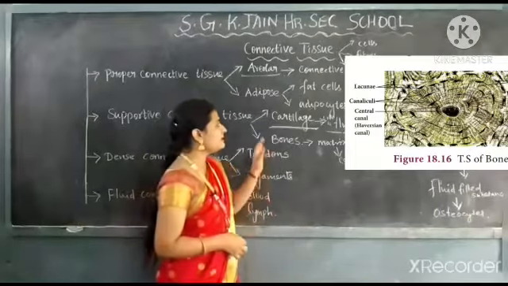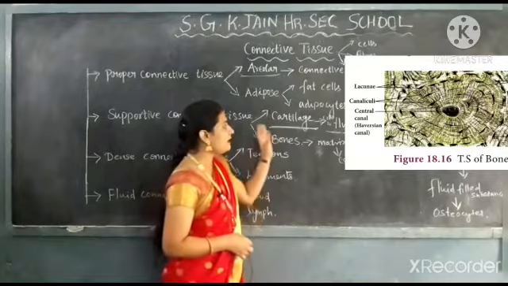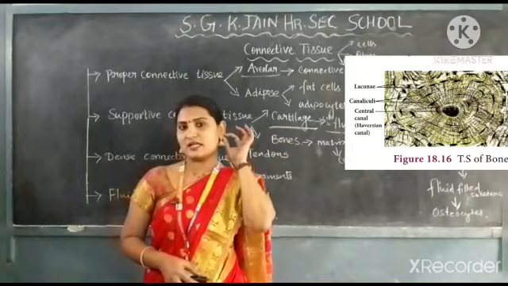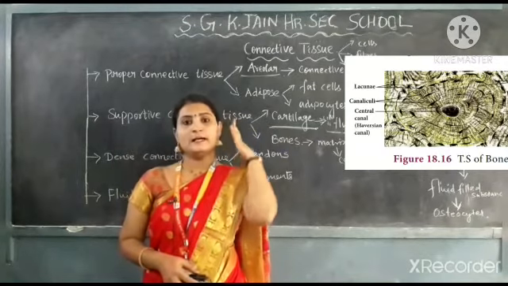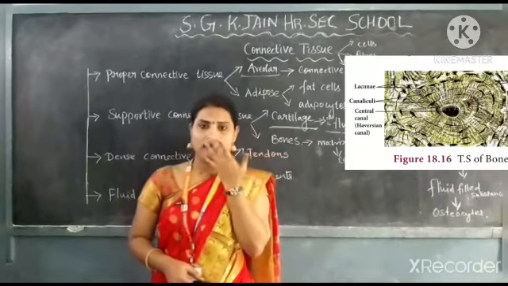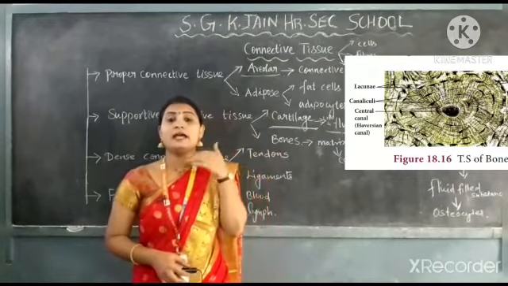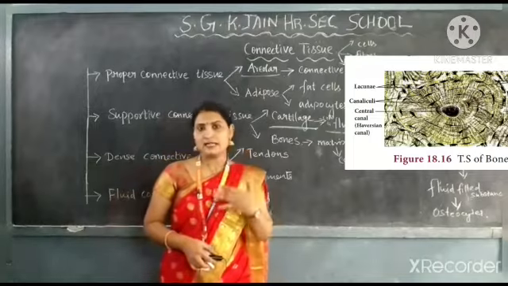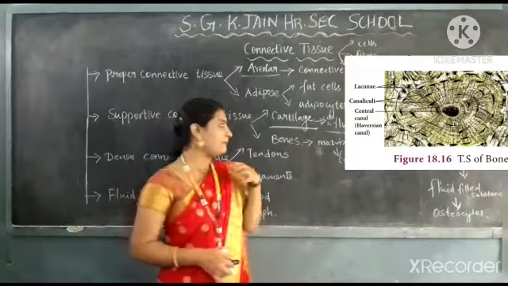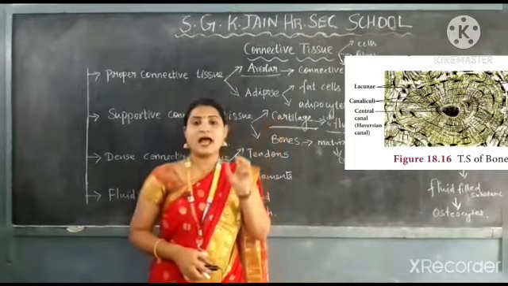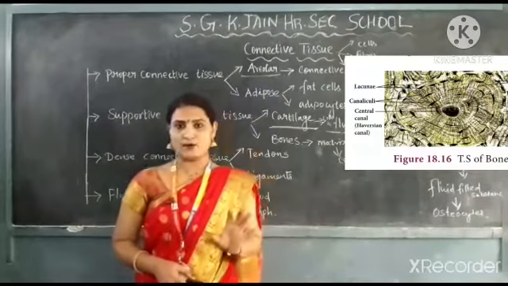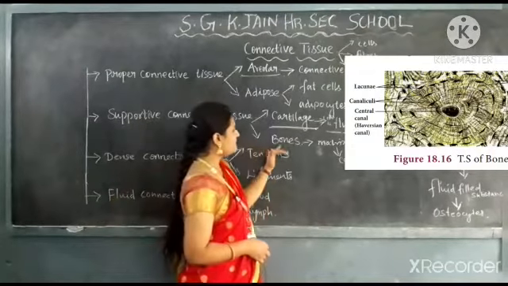Since it is flexible, you can find this type of cartilage in the tip of our nose and our external ear. It is also present in our internal parts like the larynx and pharynx. So these parts are made up of this type of cartilage, and it is flexible and provides support to the body parts.